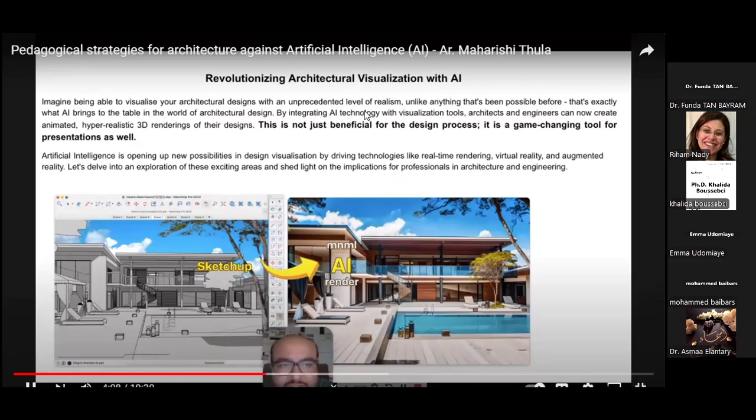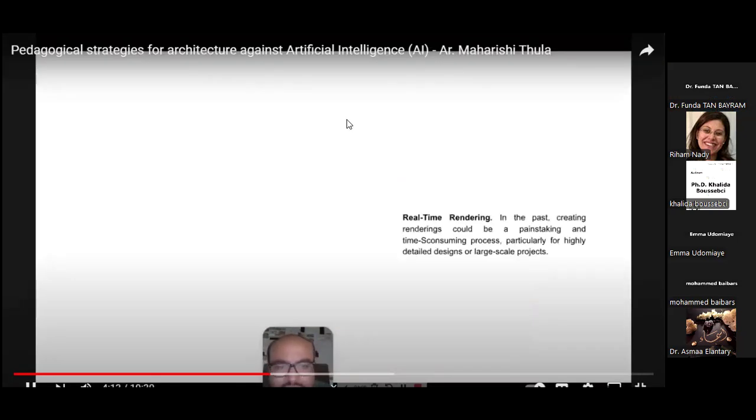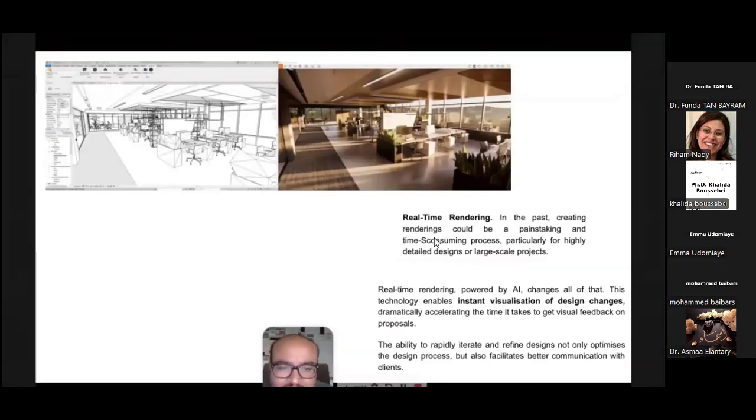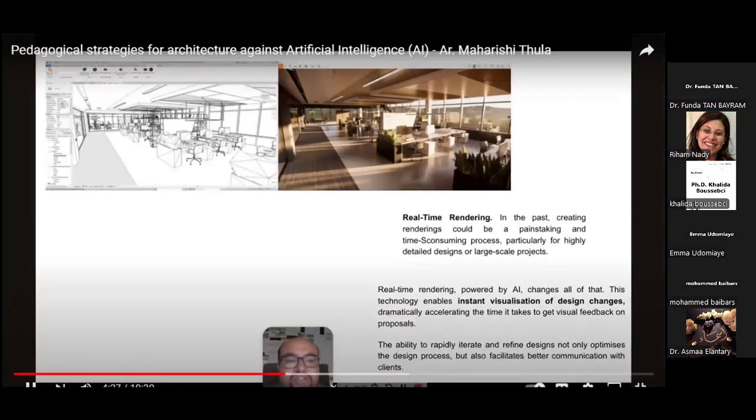Because in the past, rendering processes could be painstaking and time-consuming. But with AI power, it changes all of that. This technology enables instant visualization and dramatically accelerates design changes, saving time and allowing rapid iterations that refine design solutions.